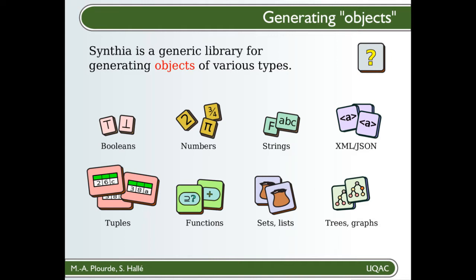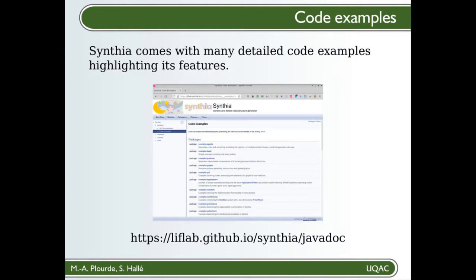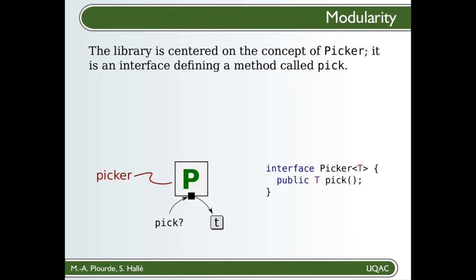The core of Synthia provides generators, or pickers as they are called, for various common objects: numbers, booleans, character strings, lists, trees, graphs. If you cannot find a picker that suits your needs, you can also create your own. In the next few minutes, I will give examples of some of Synthia's features that make it stand out compared to other approaches. All these examples can be found online in the repository of code examples that comes with Synthia's API documentation. A first feature of Synthia is modularity.